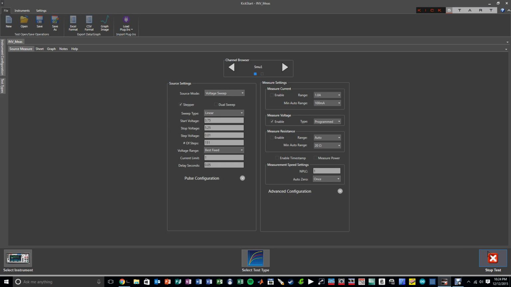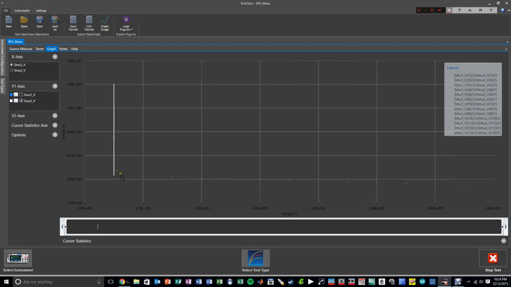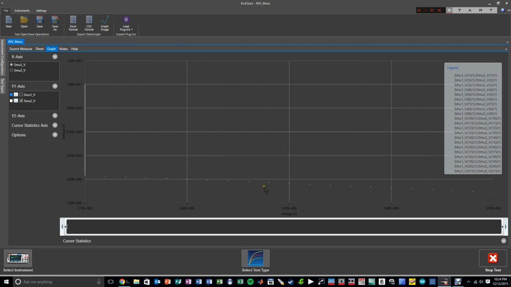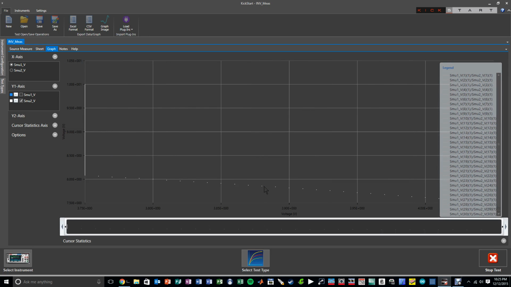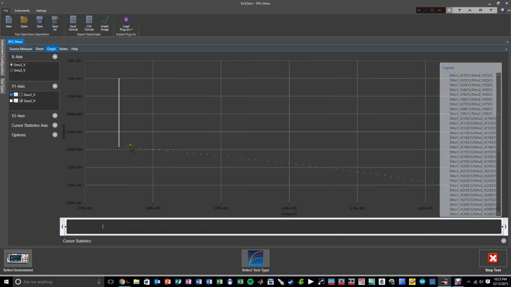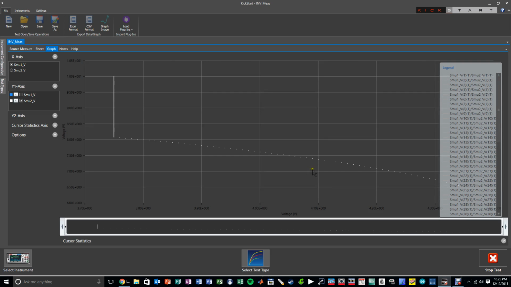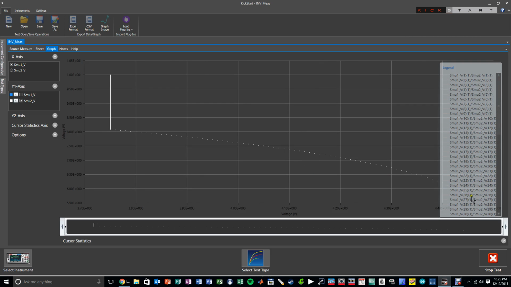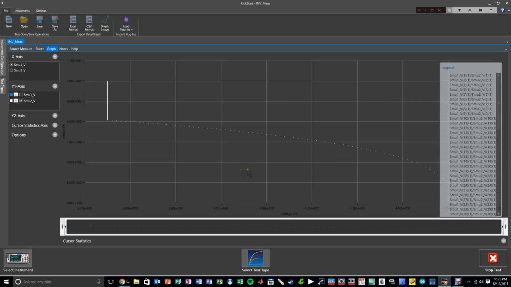Here we go. Now the instrument is going to do all of its sweep, and we can go under graph and you can see that it is indeed doing its sweep. Now the Kickstart software doesn't do a very good job at handling large amount of data, but you can see that it's showing all the different voltages that are being plotted, and if you pay attention, you see that the output of the inverter is slowly going down as the input to the inverter is going up.